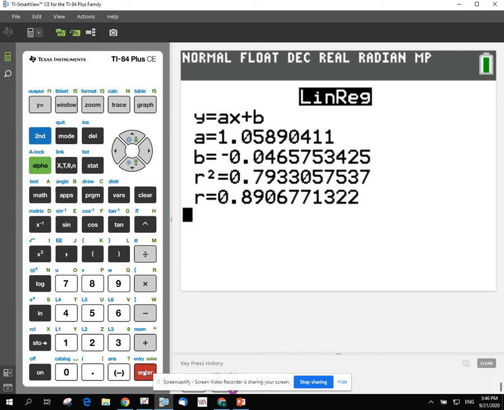Now, there is a way to put that into the y equals. I will show you that on a different day, but you can take all this information and press y equals, and it'll put an equation in there for you. I'm not going to teach that keystroke today, am I? You know what? Might as well. Sorry, one more thing.